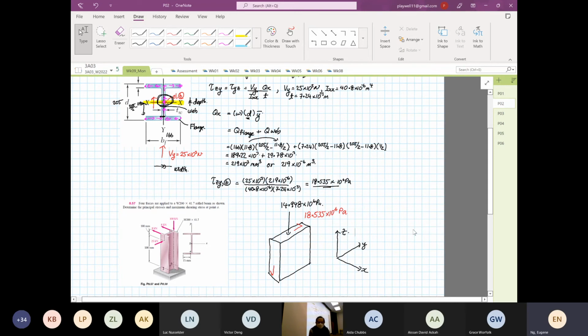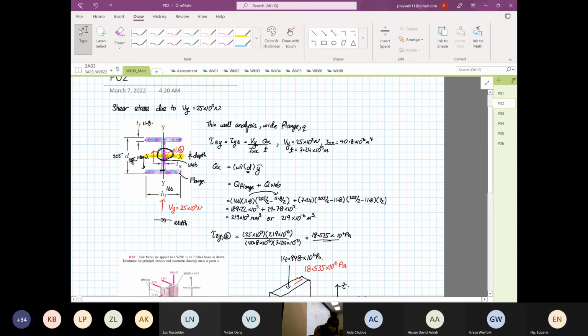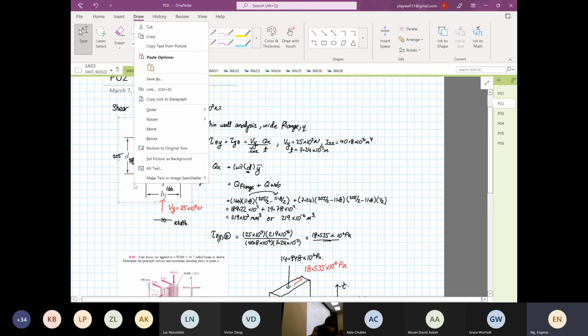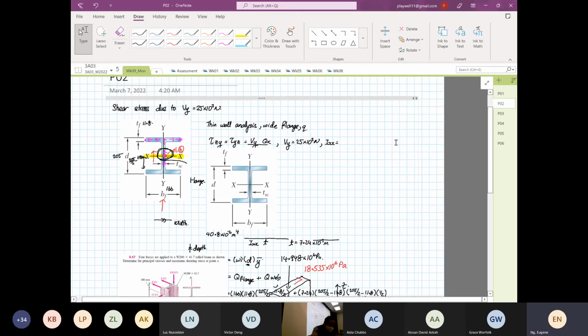Hold on, there's a question. I was wondering if you could show the shaded area we took for Q. I'm just trying to visualize. Okay, so the shaded area, I will do this again. That was a question online regarding the area.